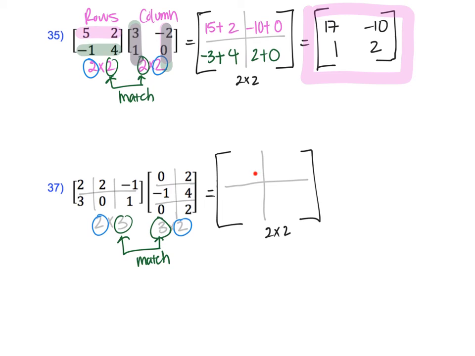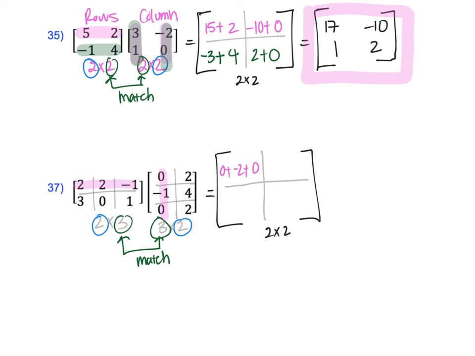Now again, this is the first row, first column. So I'm going to take the first row and first column and multiply. This is going to be first number times the first number. So 2 times 0 is 0, plus second number times second number. So 2 times -1 is -2, plus -1 times 0 is just 0. And that's our first number that will go in the box.